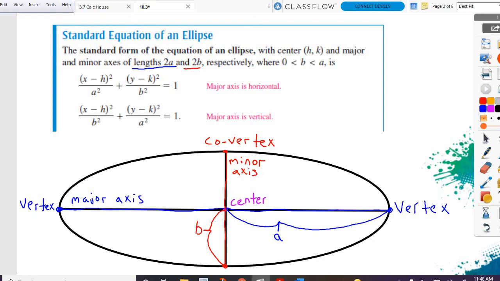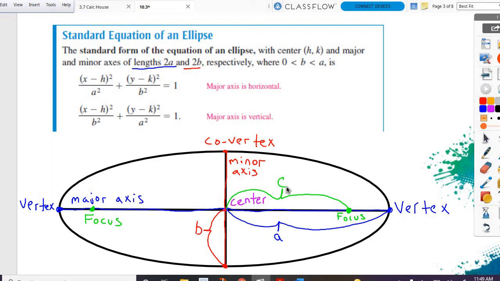So remember that we also have two foci. And it is important to note that your focus is not in the middle between your center and your vertex. So it's going to be a specific length of C to both sides.